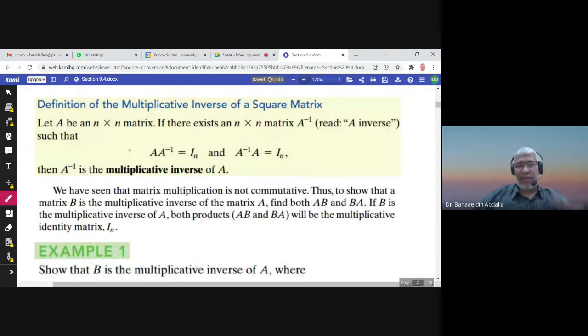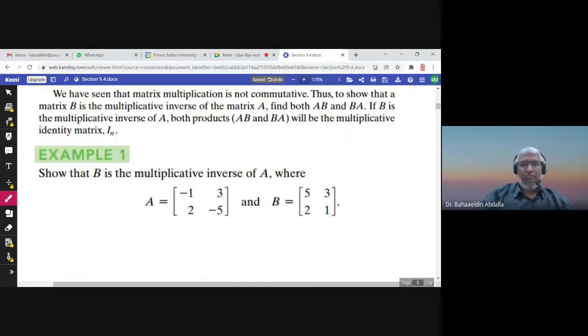So we are asking the same question for matrices. Is there a matrix capital A, and we call it A inverse? When you multiply A times A inverse from the right and from the left, you get In, the identity matrix for multiplication. If we find A inverse that satisfies this definition, then we will call it the multiplicative inverse of A. So this is the definition of the multiplicative inverse of a matrix.